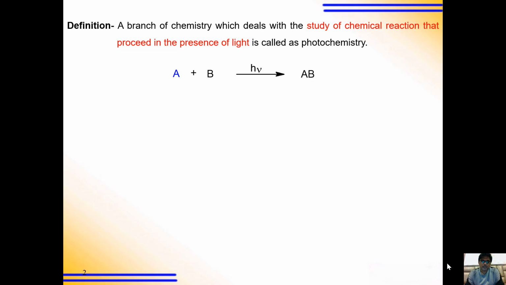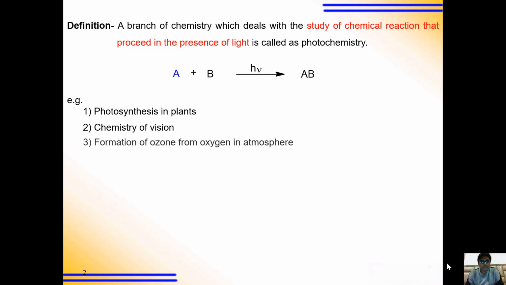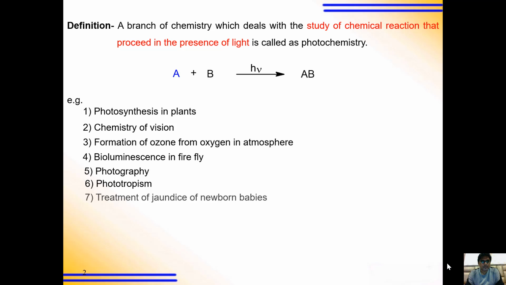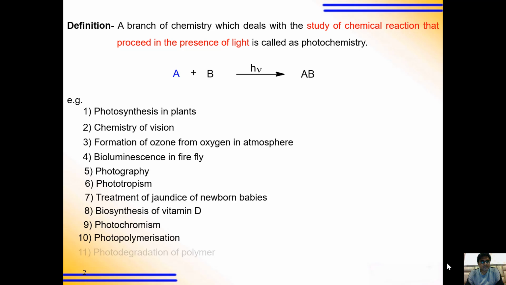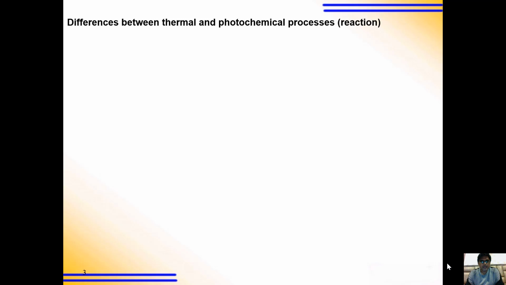the photosynthesis of plants, chemistry of vision, formation of ozone from oxygen in the atmosphere, bioluminescence in fireflies, photography, phototropism, treatment of jaundice of newborn babies, biosynthesis of vitamin D, photopolymerization, and photodegradation of polymers. So these are examples of photochemical reactions.